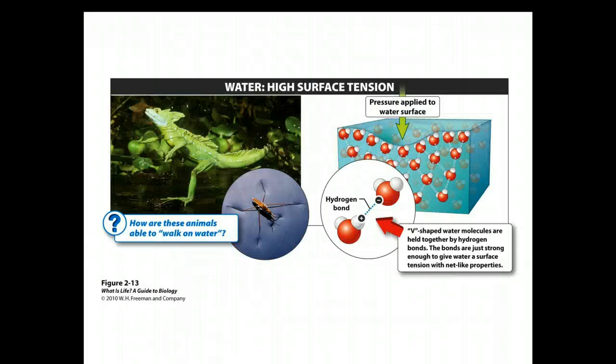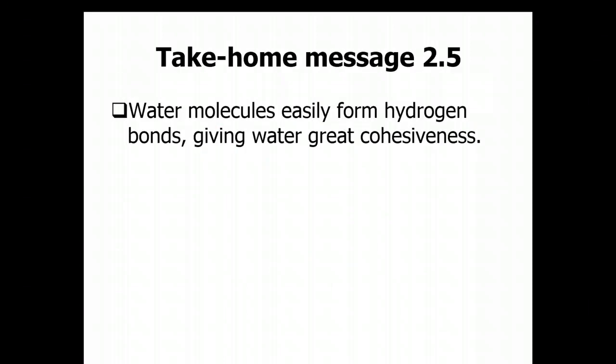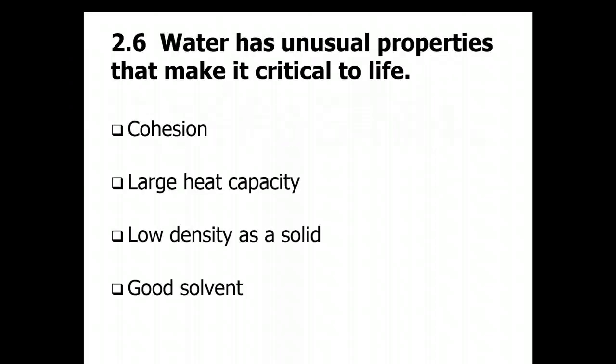and that's surface tension. So the water glider there has that feature to be able to do that. So that's a good thing. Water molecules easily form hydrogen bonds, giving water its great cohesiveness. So the surface tension is due to this cohesiveness. It's sort of like adhesives or glue. Cohesive is the chemical attraction of the water molecules for each other.